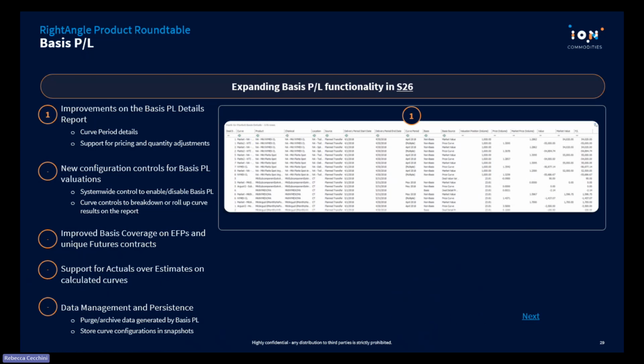So in S26, we made a number of enhancements, and some of those include better handling of risk periods on a curve, support for pricing and quantity adjustments. We did add some new configuration controls that allow you to enable or disable basis P&L from the front end instead of having to do that through the back end. These controls also determine how curves are broken down or rolled up on the report.